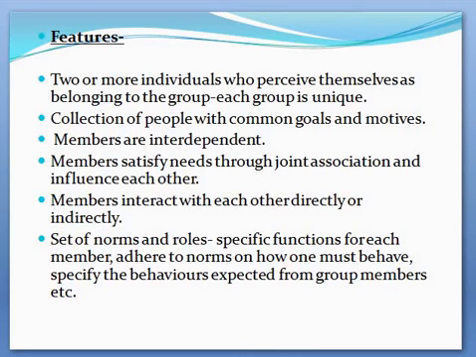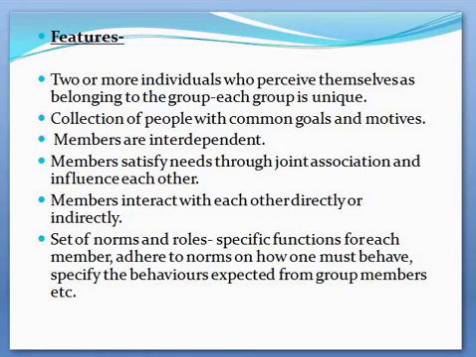Next one is a collection of individuals who are interdependent, like what one is doing may have consequences for others. Suppose one of the fielders in a cricket team drops an important catch during a match. This will have consequences for the entire team. Next one is individuals who are trying to satisfy a need through their joint association and also influence each other. A gathering of individuals who interact with one another either directly or indirectly.